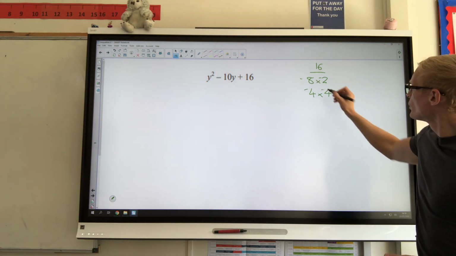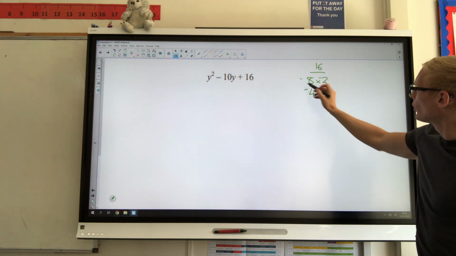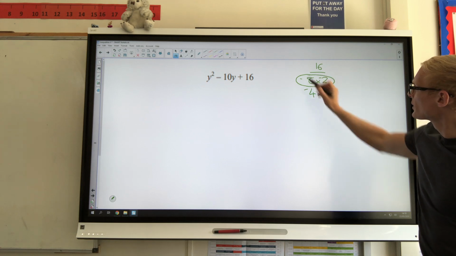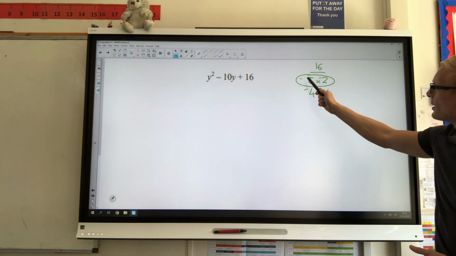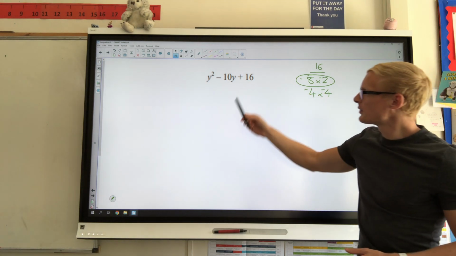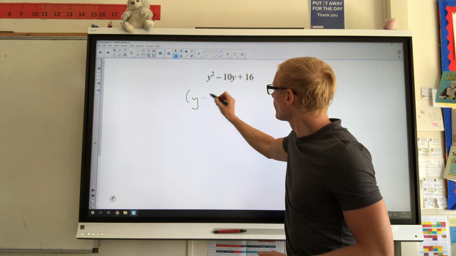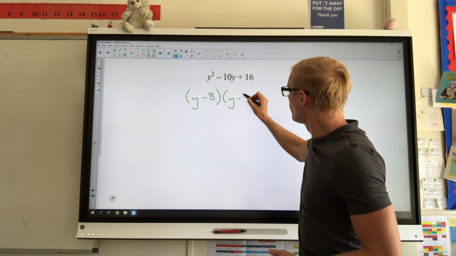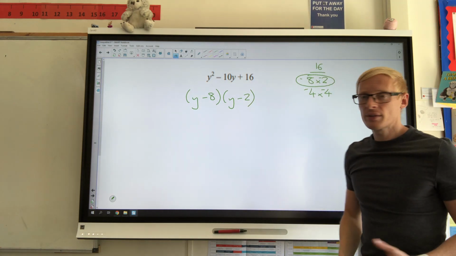So those two, and actually straight away I can look at that first one and see that that's going to be my solution there, -8 and -2, because they multiply to make 16, but they add to make -10. So that's factorised.